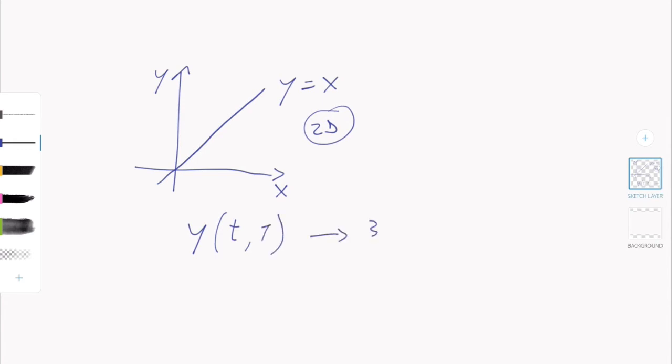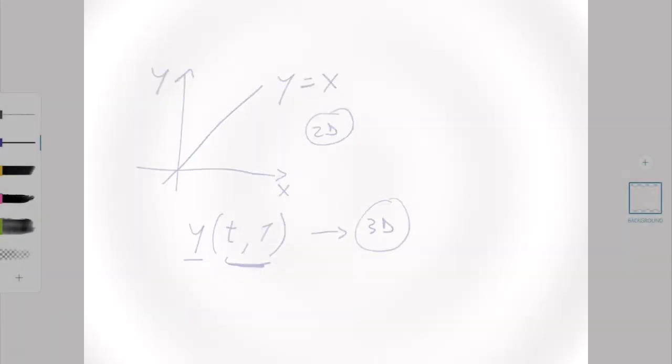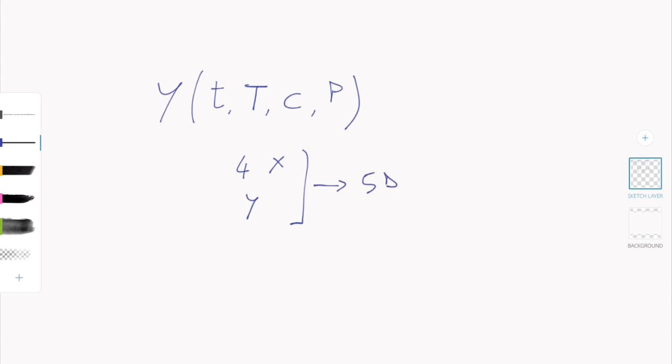Thus, this was a three-dimensional model because we had two axes and one output. But what happens if our output is given by, for example, time, temperature, concentration, and pressure? This is quite more complex because, as you can see, we have four descriptors, four axes, and one output. This is a five-dimensional space.